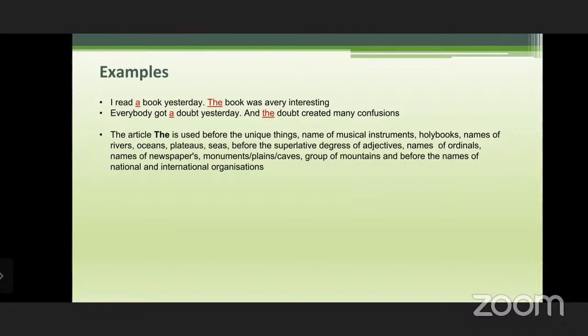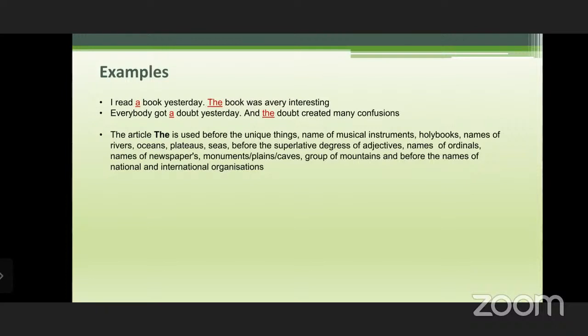So we'll see where we use the definite article the. Generally, the article the is used before unique things, names of musical instruments, holy books, names of rivers, oceans, plateaus, seas, before the superlative degrees of adjectives, names of ordinals, names of newspapers, monuments, plains, caves, groups of mountains, and before the names of national and international organizations.